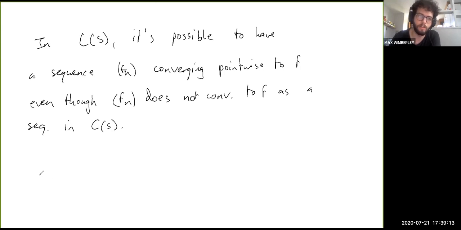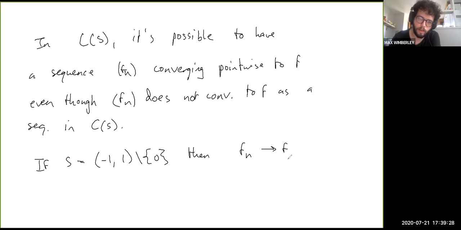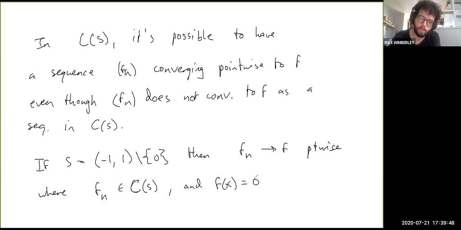So if S is [-1, 1] without the point 0, then Fn converges to F pointwise, where Fn is what we defined before. Each Fn is in C of S, and F of x is just 0 for x in S. So F is also in C of S.